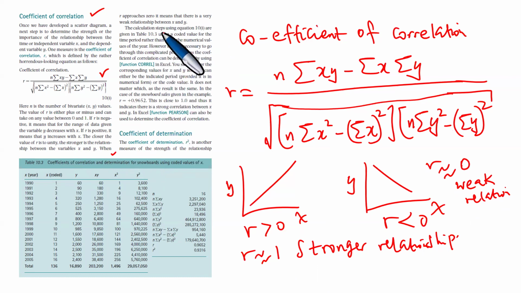The calculation steps using the equation are given in table 10.3. So now we shall look at the calculation steps here. Obviously, the Casio calculator for two variables can quickly do this, but we shall discuss a little bit of the steps. Using the coded value for the time period rather than the numerical values of the year, so instead of using 1990, 1991, use the coded one for the year.